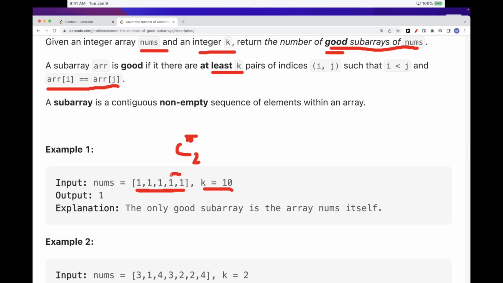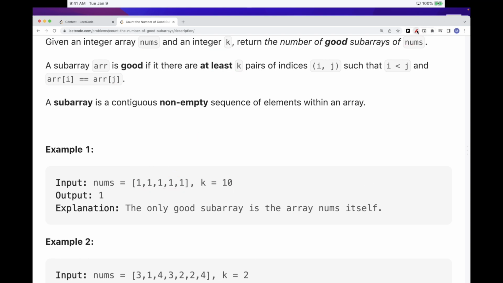You can try it. It would be this one, and then this one, and then this one, and then, yeah, you could try to distribute it and count, and it will be equal to 10. So that means there is only one subarray, which is the entire array, that gives us k pairs of values that are equal but in different positions. And so only one, so we return 1.